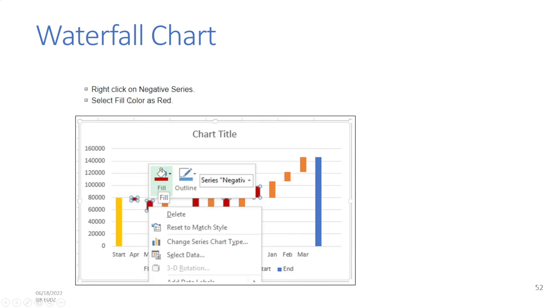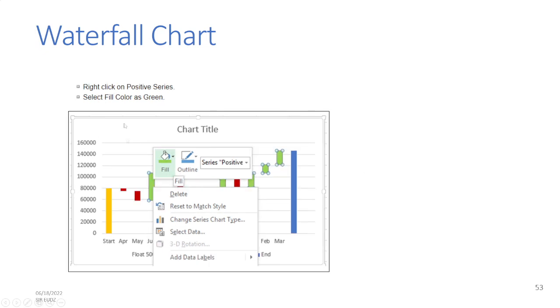Right click on negative series. So this is negative series. Right click, select fill color, so fill color as red. Right click on positive series and select fill color as green.